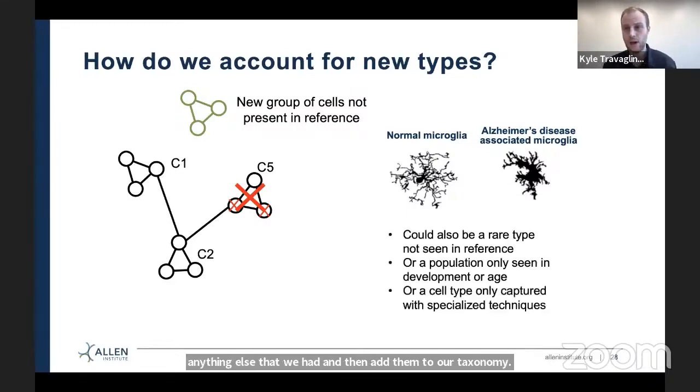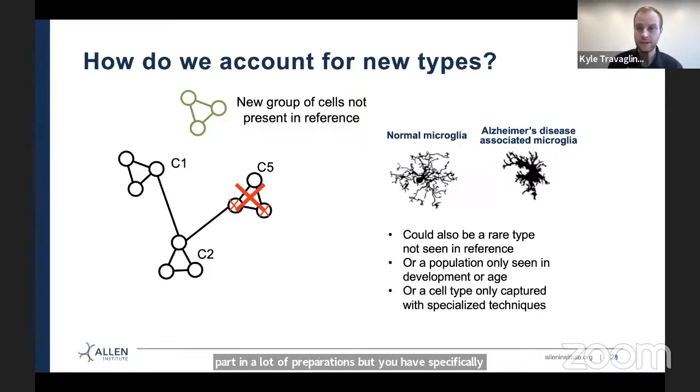Other examples of things that could cause something to not be in your reference to look out for as you're mapping: there could have been a rare population that wasn't captured in the reference, but is in your data set because you've more deeply sequenced a region. There could be populations that are only present developmentally because they're precursor cells that are not seen in an adult context, or it's a state that is only observed in an extremely aged individual. Or perhaps a cell type that is only captured with certain specialized techniques. Say a cell has a lot of lipid droplets inside of it, and it floats away for the most part in a lot of preparations, but you have specifically targeted that population to capture it.